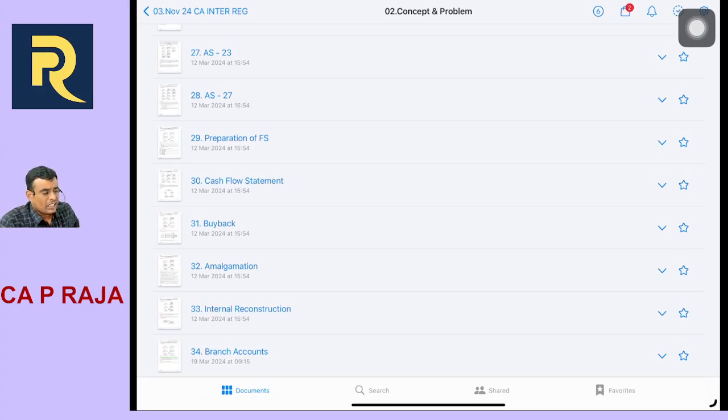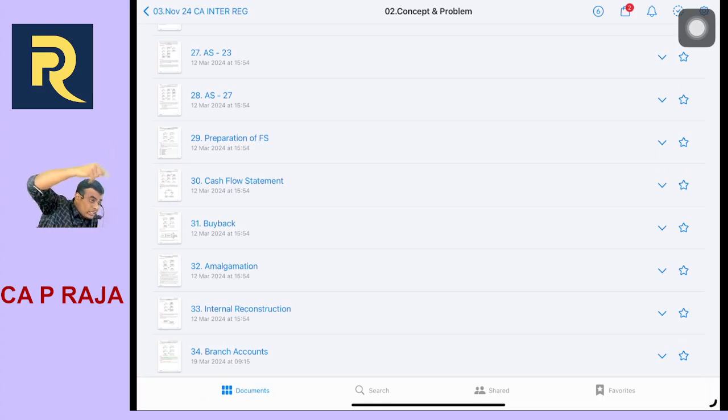புரியுதுங்களா சார்? From where I will get 60 marks question, sir? Amalgamation or internal reconstruction, damn sure 16 mark question. CFS minimum 10 to 12 marks question. Branch account, again 12 to 16 marks. This is fixed.